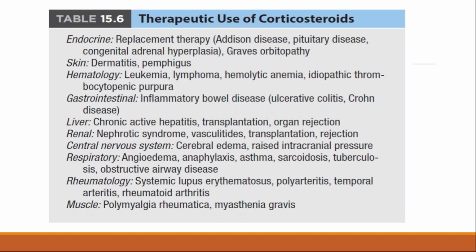In liver, basically after liver transplantation or after any adverse effect after transplantation, organ rejection, steroids are being used. In renal, most commonly used in nephrotic syndrome, as you all know, steroids are a mainstay treatment of nephrotic syndrome, and for transplantation or rejection. In CNS, cerebral edema, raised intracranial pressure, also in tuberculosis meningitis or bacterial meningitis, we have to start steroid first before initiating any antibiotic therapy or anti-tubercular treatment, so as to reduce the inflammation first.